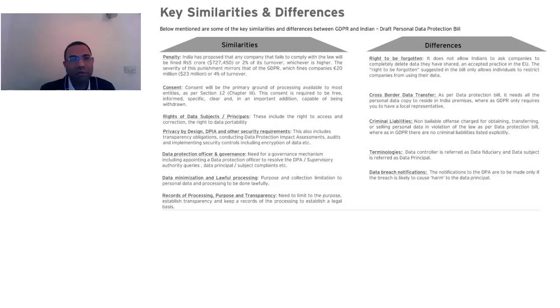Then the criminal liability, which is different from the way you comply with GDPR. Some terminology is different, such as data fiduciary and data subject. And for data breach notification, the notification to the DPA is made only if the breach is likely to cause harm, and it is left to the data processor and data controller. So these are some of the key indicative differences and commonalities. Can we move to the next slide, please?